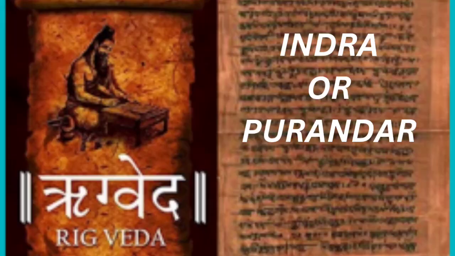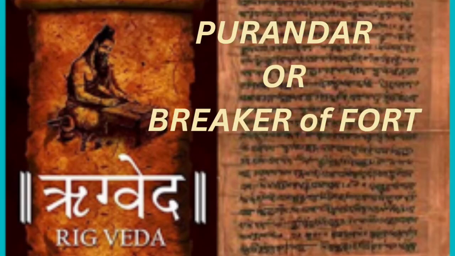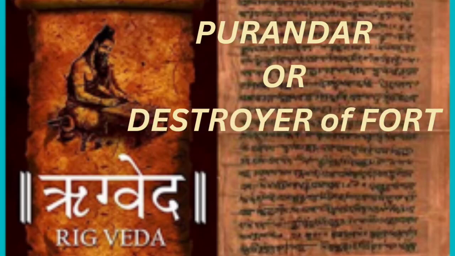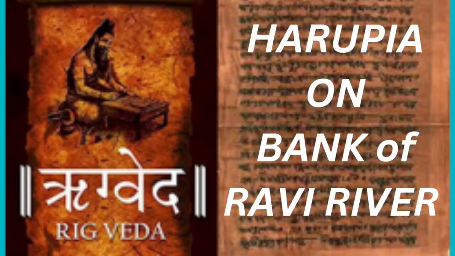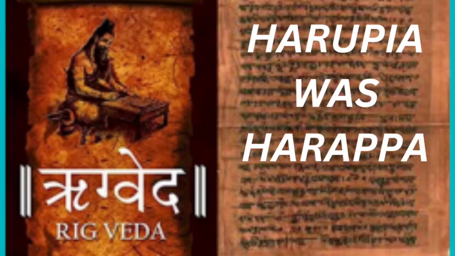In the Rig Veda also there is mention of a Vedic god Indra or Purandar, which means breaker of the fort or destroyer of fort. And Wheeler believes that it was the Harappan cities that are mentioned in the Rig Veda. There is also mention in the Rig Veda about a place called Harupia on the bank of river Ravi, where the Aryans fought a battle. Scholars believe that this place was Harappa, which was ruined by the Aryans.